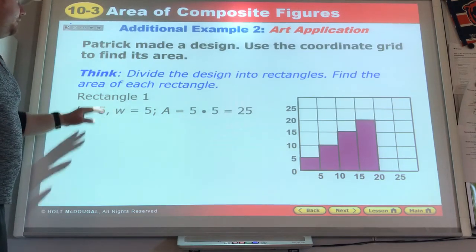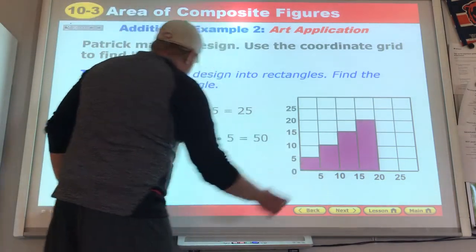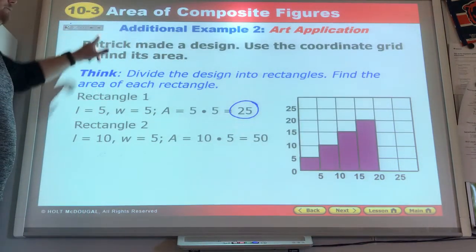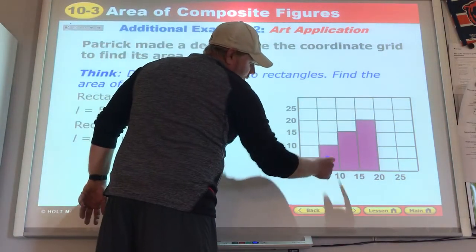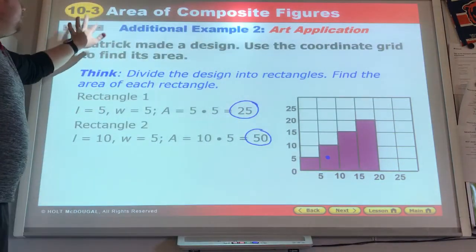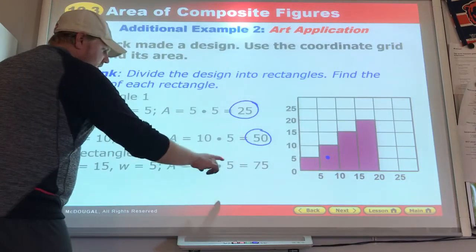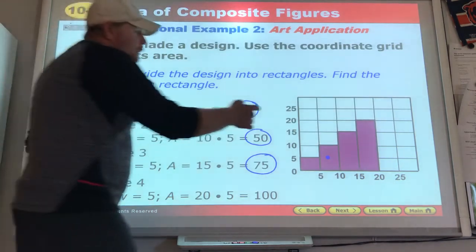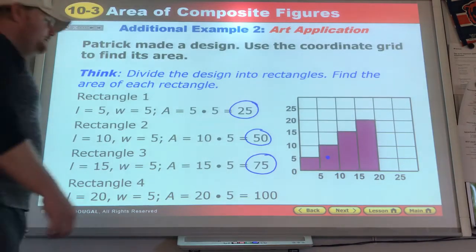So we've got rectangles here. Rectangle 1 is 5 by 5. So they took 5 times 5 and they got 25. Rectangle 2 is 10 high by 5. 10 times 5 is 50. Rectangle 3 is 15 high and 5 wide. 15 times 5, 75. And rectangle 4 is 20 high and 5 wide. We have to use the numbers they give us, and that's 100.